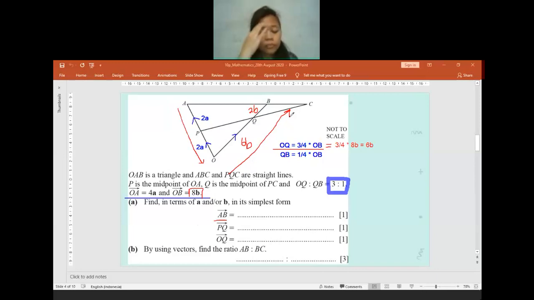AO. Please kindly check the arrow. How many times do I have to tell you? Please kindly focus on the arrow. Different direction, it will be negative. Same direction, it will be positive.